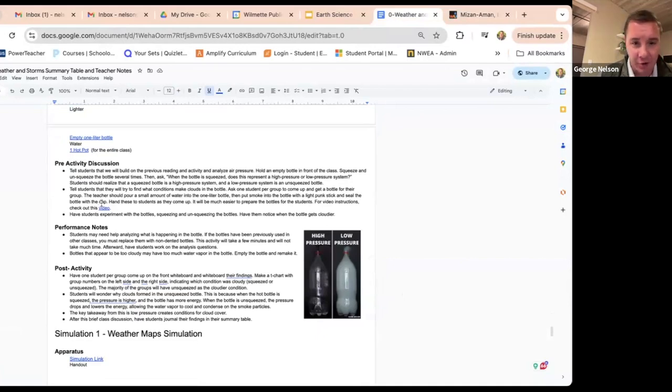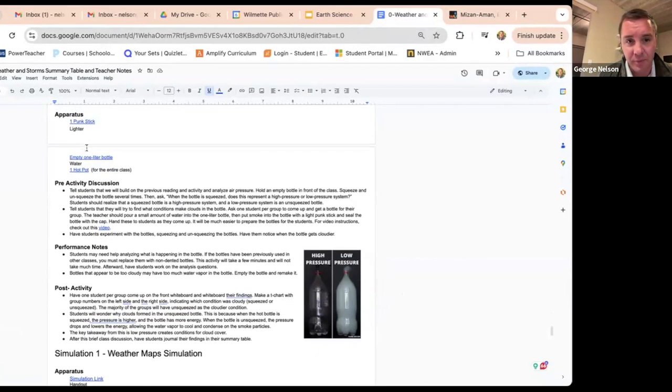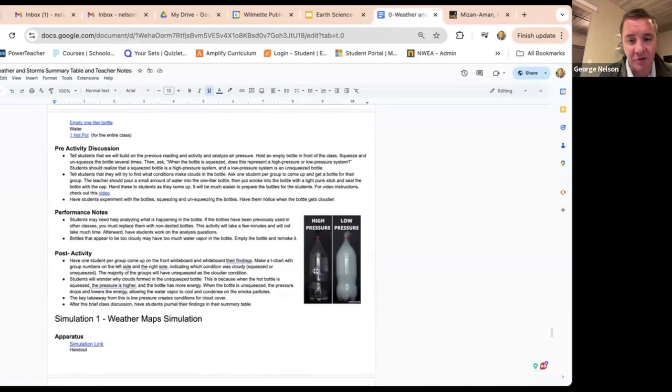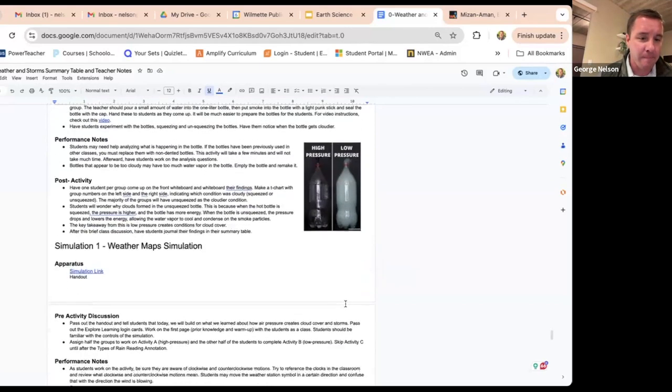I have the YouTube video on how to do the lab, but you put hot water in a 2-liter bottle or any sort of bottle, and then put a little bit of a smoke stick in there. I have where you can buy those, but they're really cheap. And then you cap it, and they start to see where it's low pressure, unsqueezed, it's cloudy, and when you squeeze it, high pressure, it gets clear. And we're talking about an energy transfer that's forming that. So you start to see that there's a system with that.